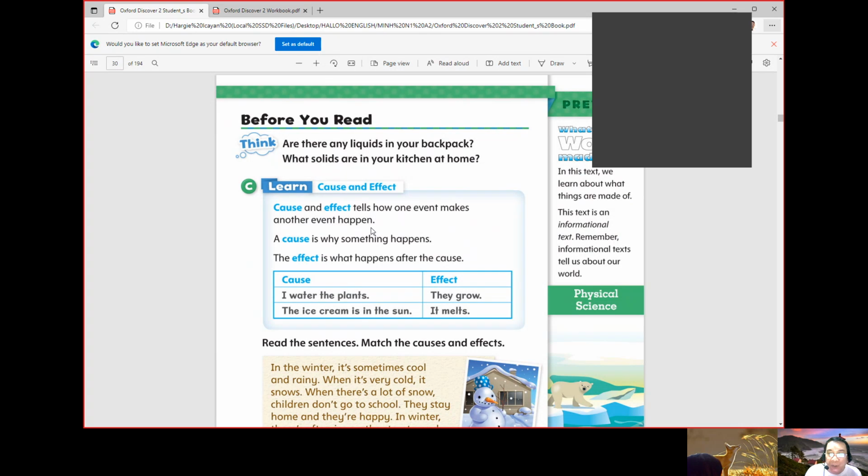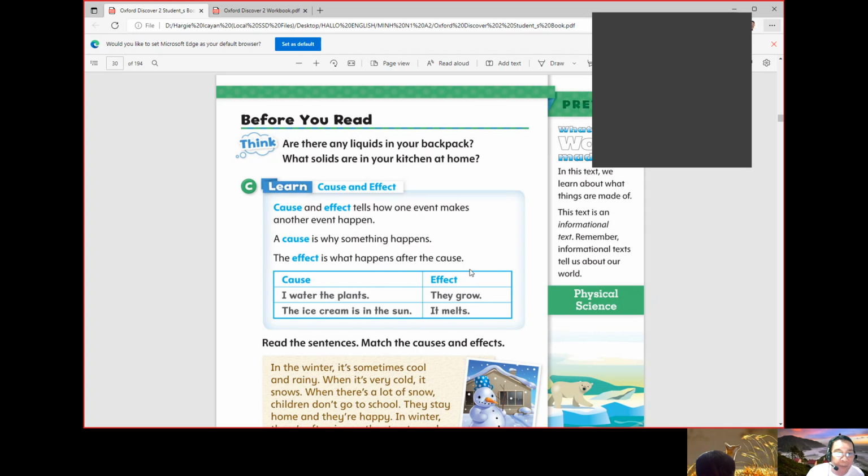So the plant is going to grow, right? Okay, so that would be the cause and effect. Now, specifically, cause is why something happens, and the effect is what happens after the cause. So there must be a cause first, and then after the cause, there would be an effect.